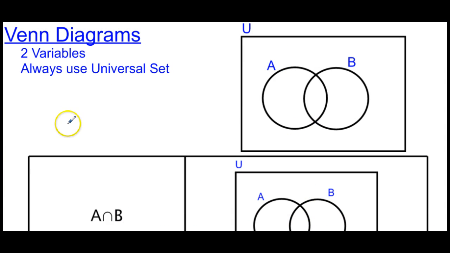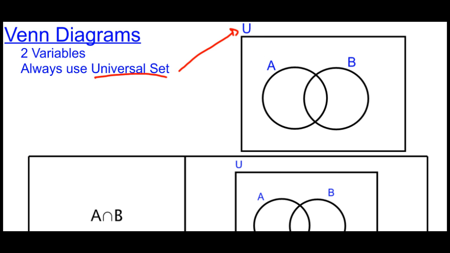Alright, so Venn diagrams, we're going to be looking at two variables in this section for the most part, and then we're going to switch into three variables, which we'll probably do in class, alright? Before we do that, we're always going to use the universal set, which is basically a capital U containing all the elements in these two sets. So everything in this box is under the universal set.